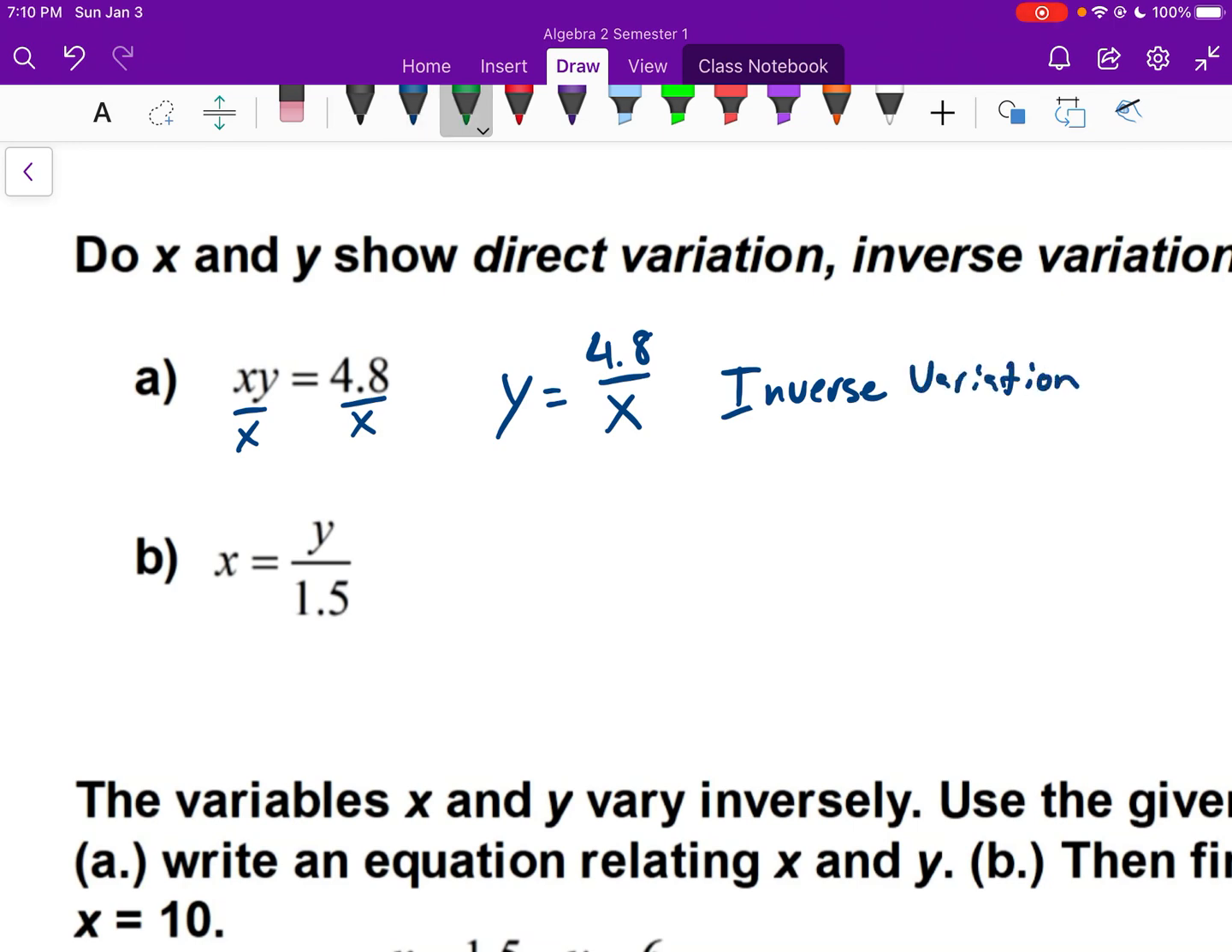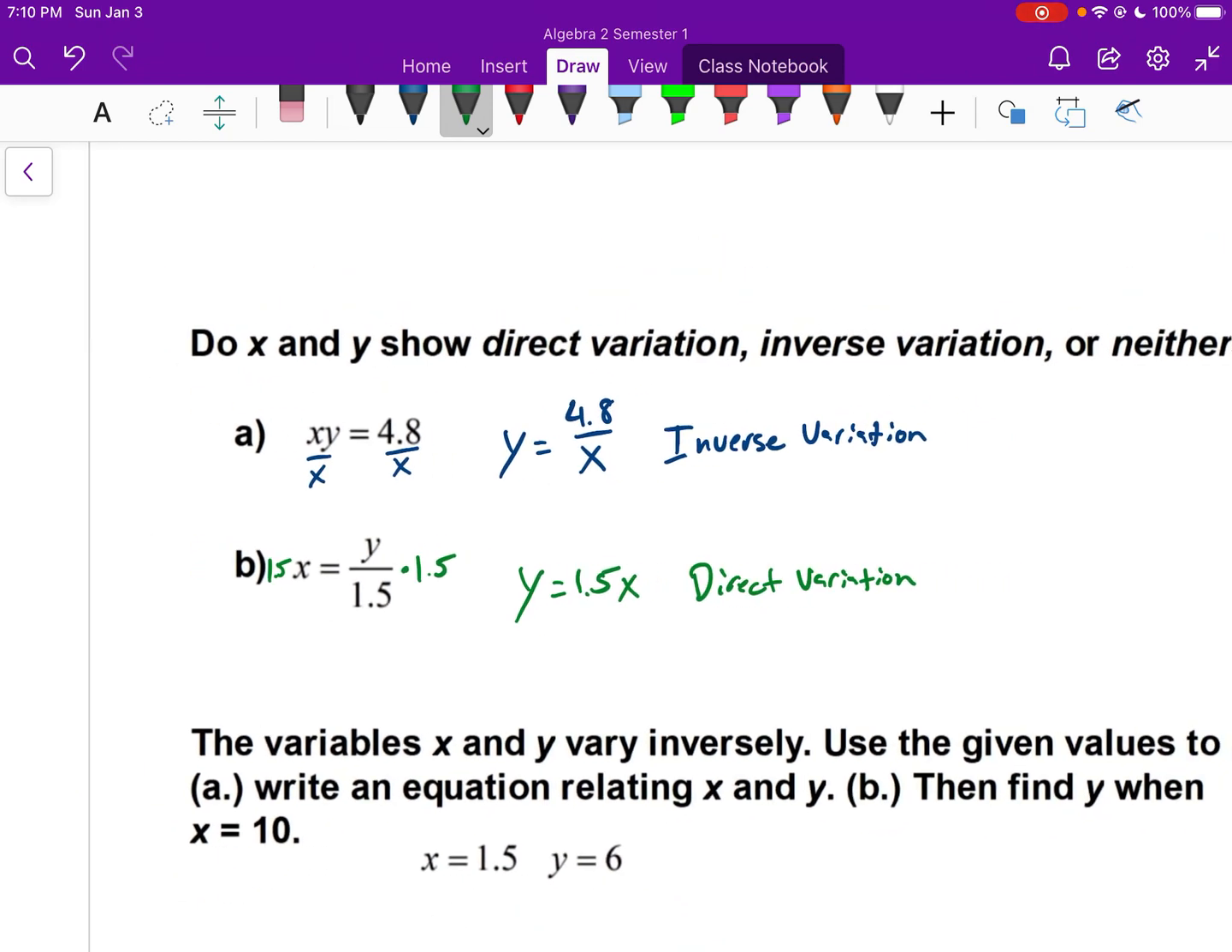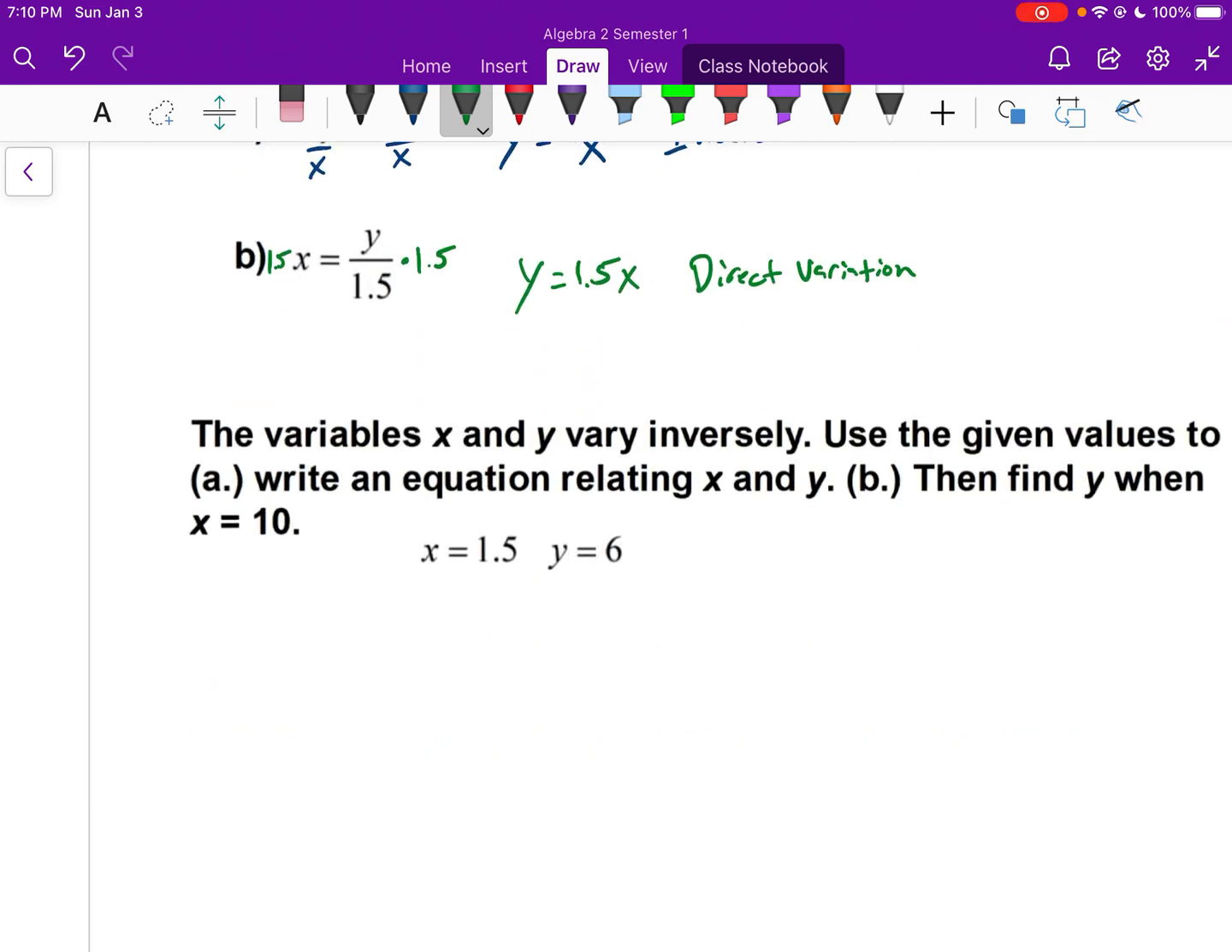Now if we go to the next one, we have x is equal to y divided by 1.5. You see y divided by that, and it's throwing you off. Initially when you look at it, you think inverse variation, but remember you need to solve for y, and in order to do that, you multiply both sides by 1.5, and you get y is equal to 1.5 times x. There we're multiplying, so this one is actually a direct variation. What it comes down to is: solve for y, then determine if it's direct or inverse. All right, so the variables x and y vary inversely.